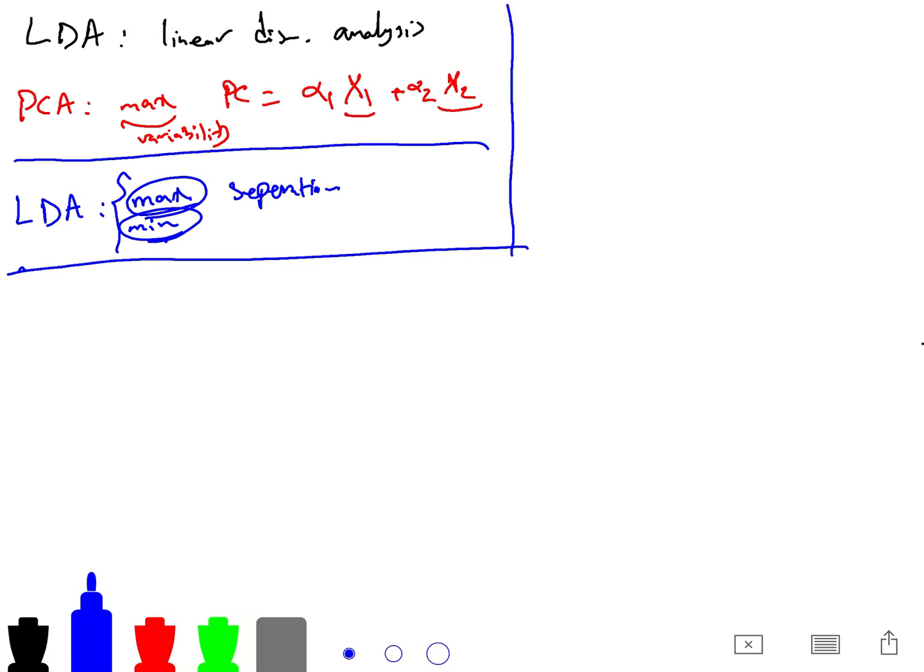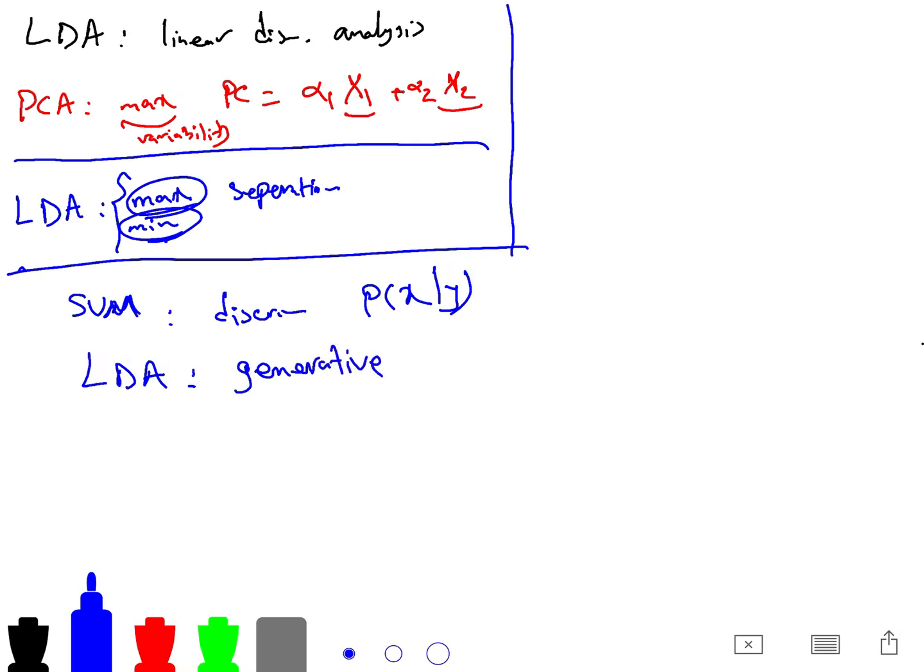Also, I want to compare SVM and LDA. SVM is discriminative. Discriminative means, for example, it is okay to know the conditional distribution. You don't need to know the problem perfectly. But LDA is generative. It's a kind of generative machine learning. You want to know everything.